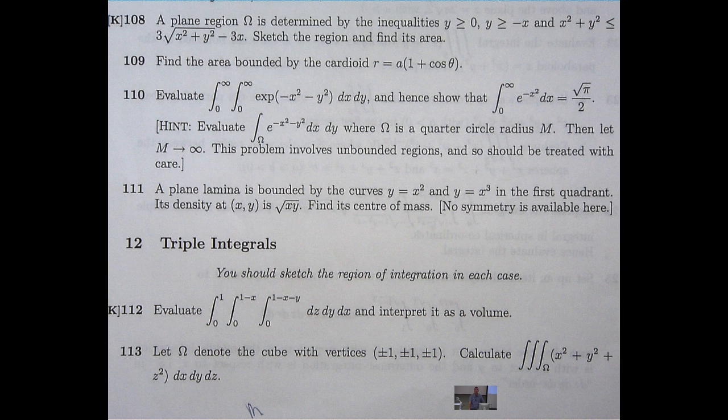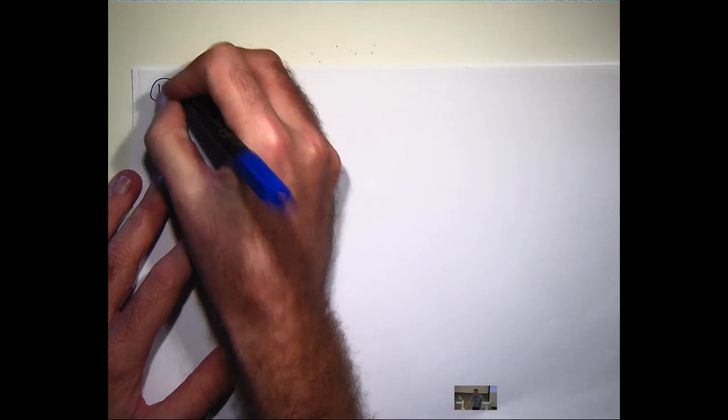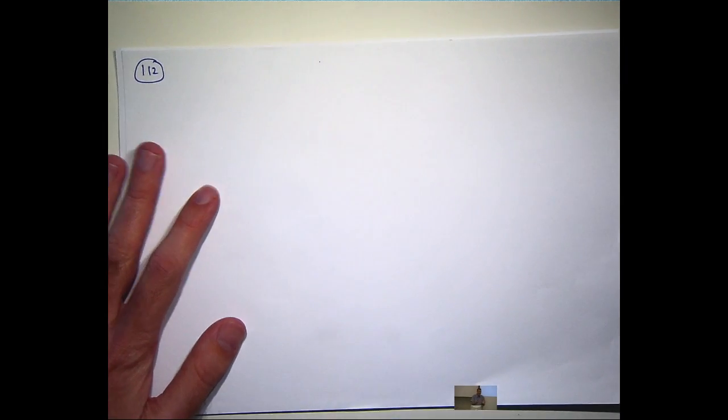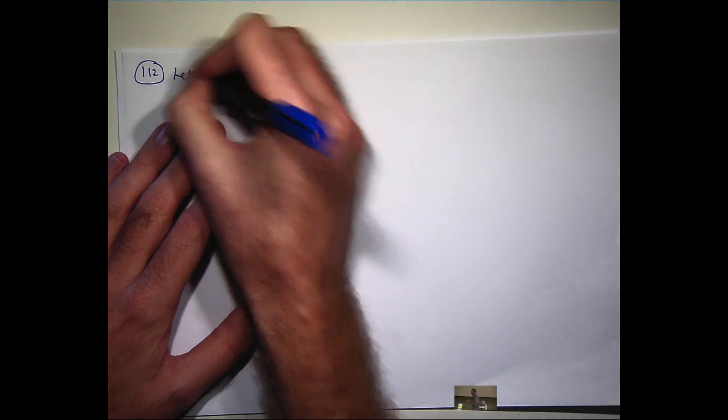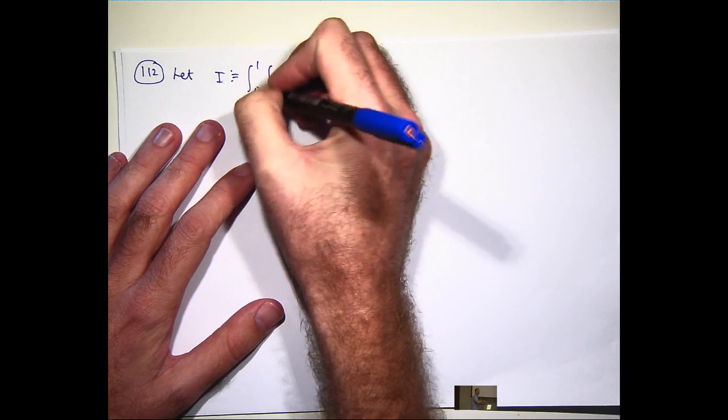All right. So I'm just going to start off with this one here. We're given the following repeated triple integral. We're asked to evaluate it and to interpret our answer as a volume. So let's just work our way through that, and I'll explain as we go. So I'm going to let I be the value of this triple integral.